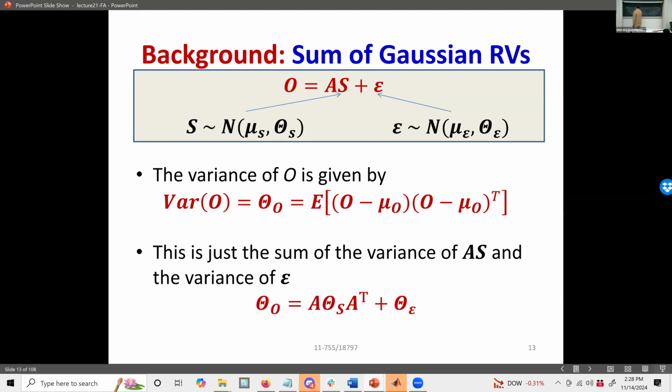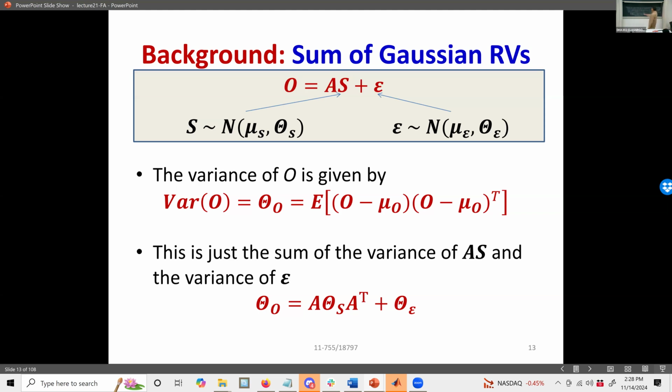This implies the variance of O equals the variance of X plus the variance of Y. This is just a truth. Now, it's easily proved. I'm not going to spend any time proving it. You just have to believe this, okay?